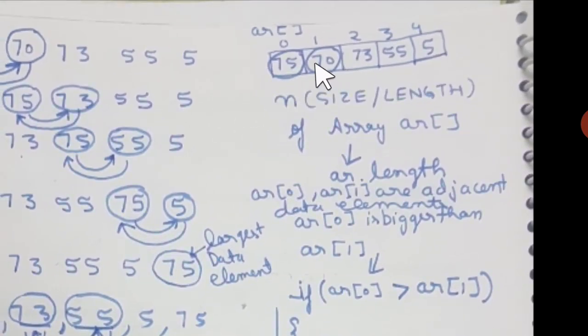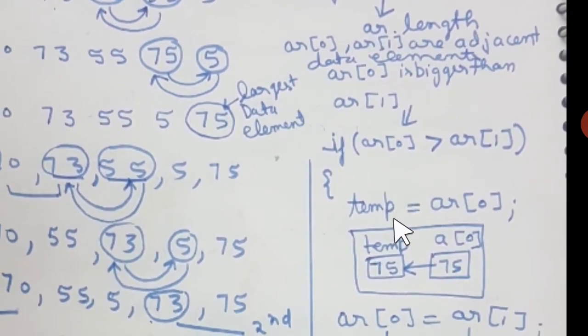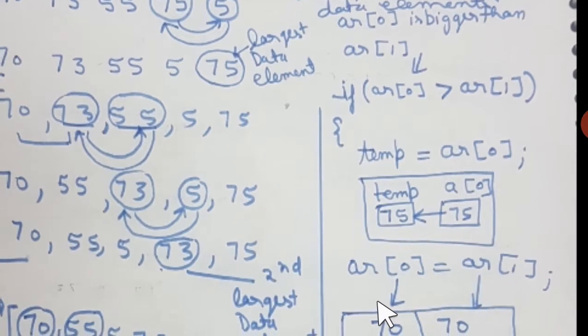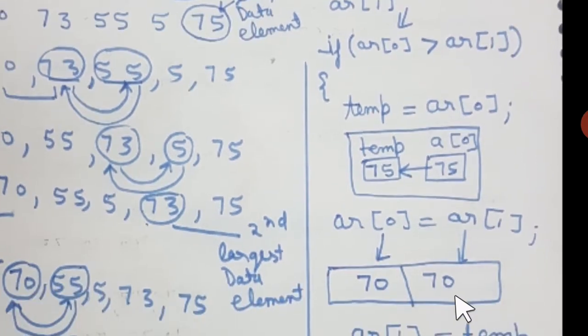75 and 70: this is at the 0th location, this is at location number 1 or index 1. So first we transfer one element into a temp variable. So here temp has got 75. How? Because I have written temp equal to AR of 0. Alright, then AR of 0 will have AR of 1, means this 70 of AR of 1 is going to be copied to AR of 0. So now both are having 70.